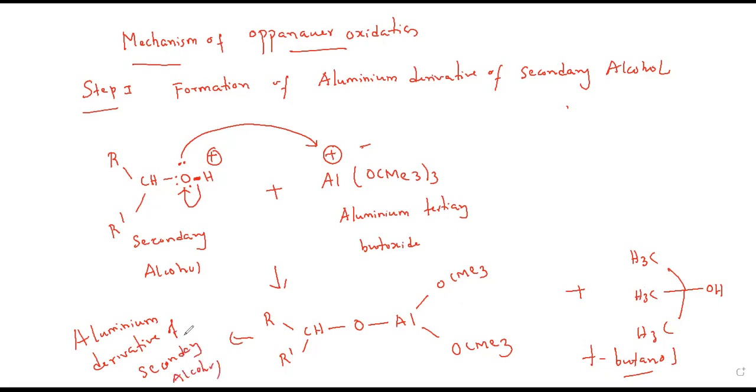so let's move on to step number 2 now. Okay, step number 1 is nothing but the formation of the aluminum derivative of secondary alcohol, where you are going to react secondary alcohol with aluminum tertiary butoxide. Okay, so you are going to get this aluminum derivative along with tertiary butanol as a byproduct. Okay, so next, coming to step number 2.